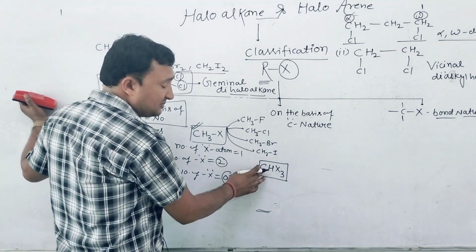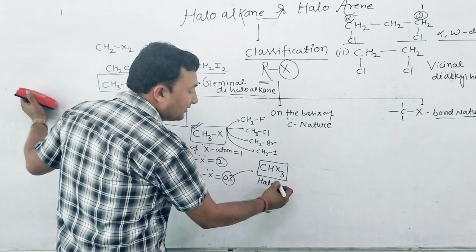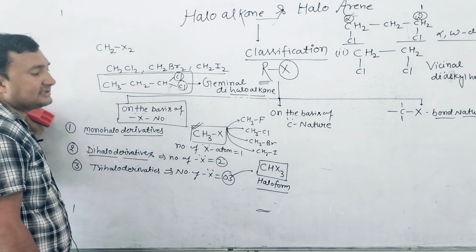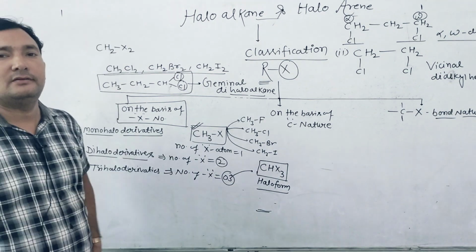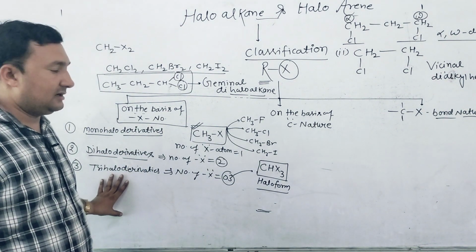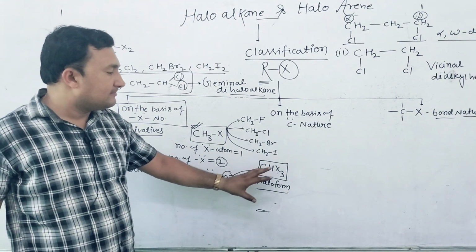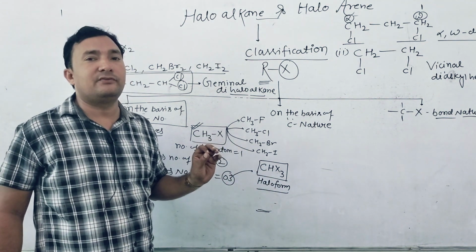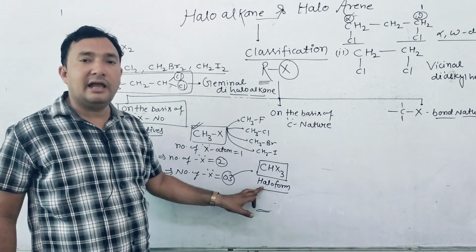Especially this category of compounds is called haloform. We will discuss a very important reaction when we discuss the chemical reactions of alkyl halides; the haloform reaction is a very important reaction. So the most important thing is that when we have 3 halogen atoms, we call them trihalo derivatives. Trihalo derivatives are generally represented by the CHX3 form, and it is one of the most important kinds of organic compounds found within this chapter. Trihalo compounds are called haloform.